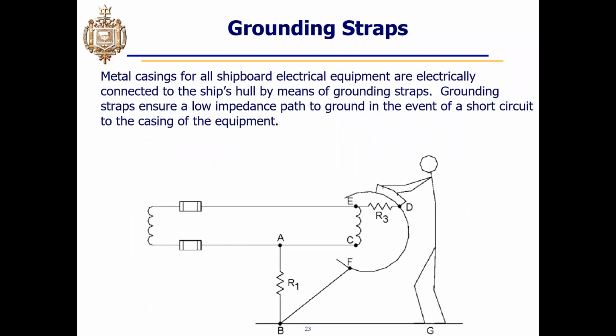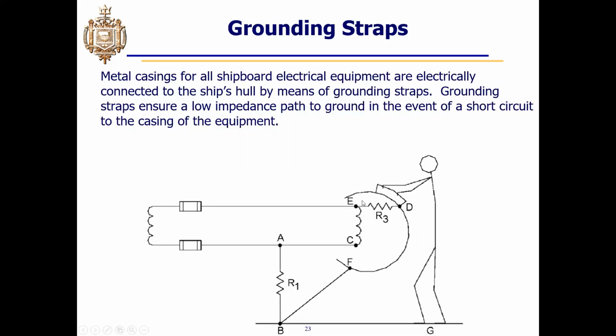Now, the last thing we're going to talk about is another important concept, the concept of grounding straps. Specifically, we're showing a load here. This is a motor, and the little stick figure is touching the case of this motor. We see this resistor R3 here. This is just representing that there may be some path for current to flow from this motor winding between Echo and Charlie terminals to this case.